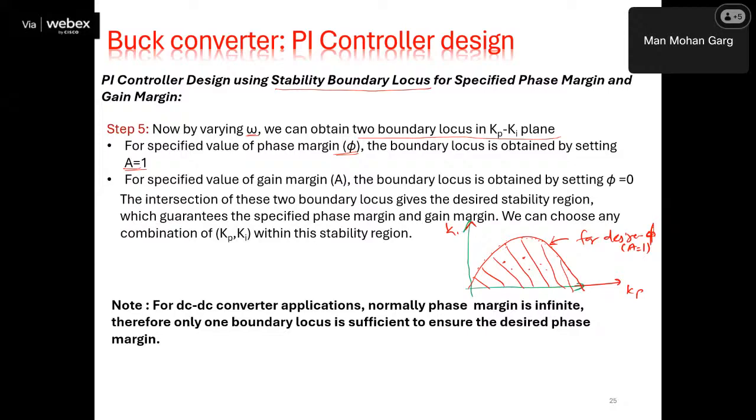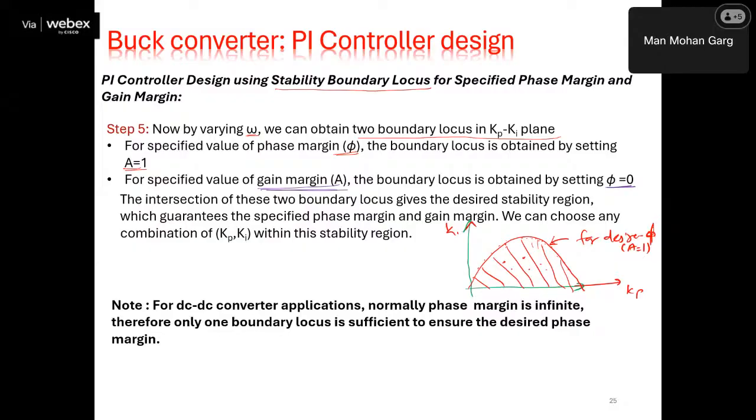Similarly, for a specified value of gain margin A, if you want some gain margin A, then we set phi equal to 0, and again by varying the omega, we plot. So we put phi equal to 0 and put A equal to 2, something like that. Let's say we need the gain margin to be at least 2, or 1.5 or something else. Then the Kp and Ki obtained in those conditions will be different.